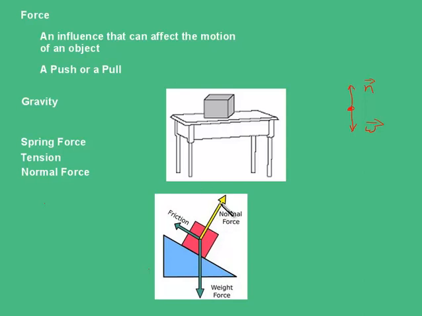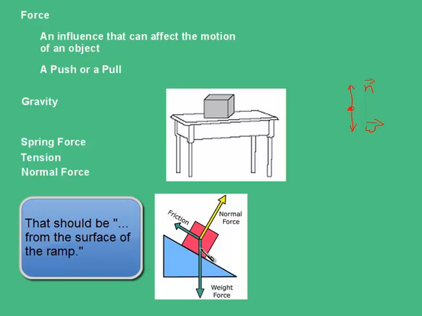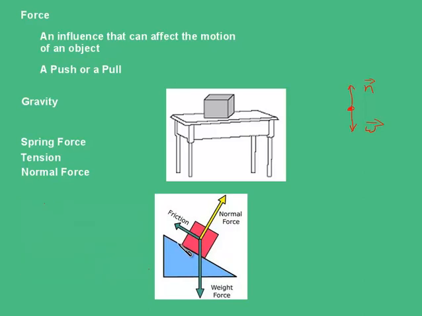Here, the normal force is again perpendicular to the surface. Now we'll talk about friction shortly. So what we have here are the three forces acting on this object. There is a normal force from the surface of the table. There is the weight due to the earth pulling down on the box. And there is friction along the surface. So we'll discuss friction shortly.